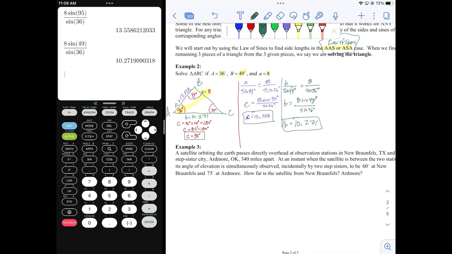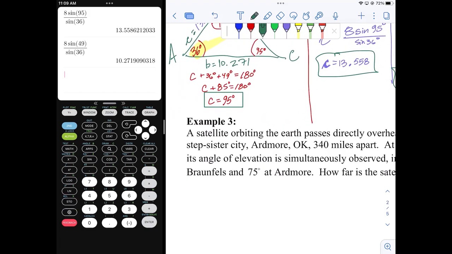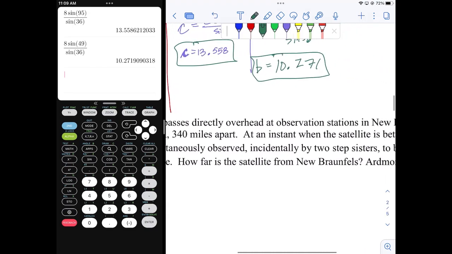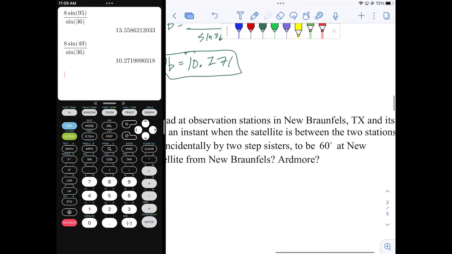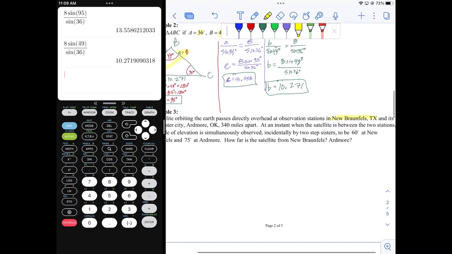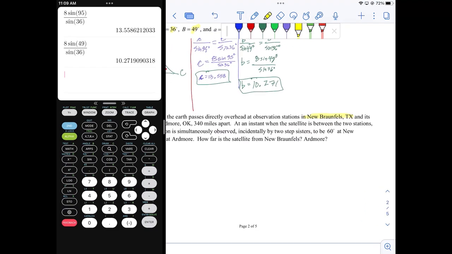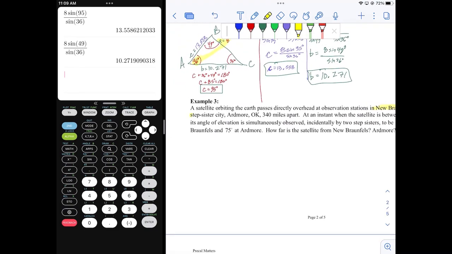Because you don't want to just be doing boring problems. You want to apply it somewhere in the real world. A satellite orbiting the Earth. Boy, there's tons of them up there, aren't there? It passes directly overhead at an observation station in New Braunfels, Texas. Apparently there's an observation station here. This is not a fictional problem. And its stepsister city, Ardmore, Oklahoma.